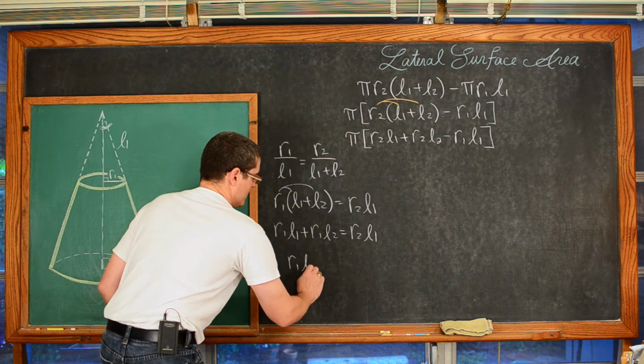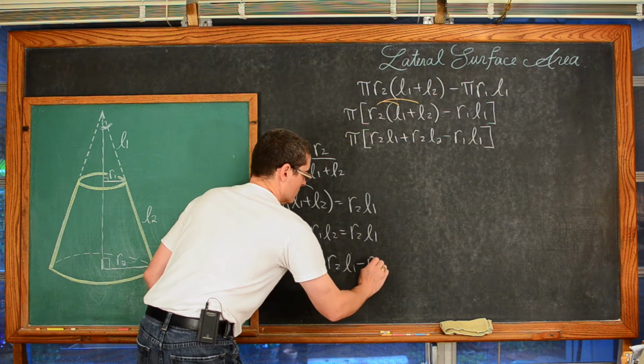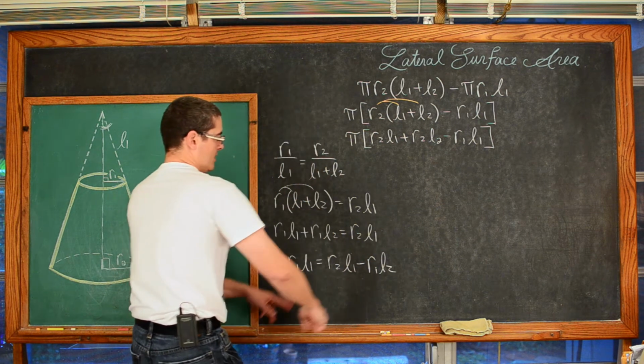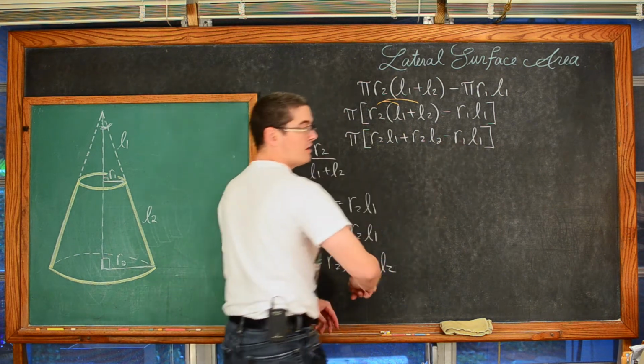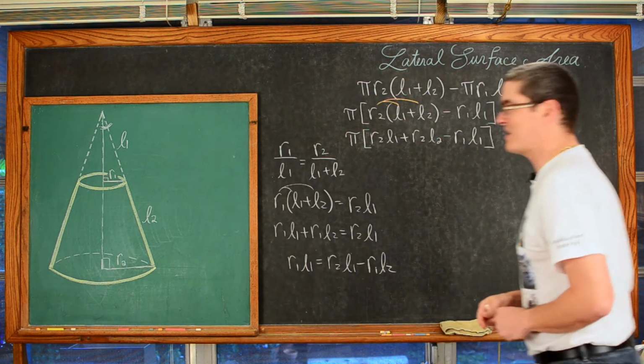So r sub 1 L sub 1 is equal to r sub 2 L sub 1 minus r sub 1 L sub 2. And now we're going to take this, plug it into here, distribute, and combine some like terms, and just to speed things up again, let's show that in some small steps.